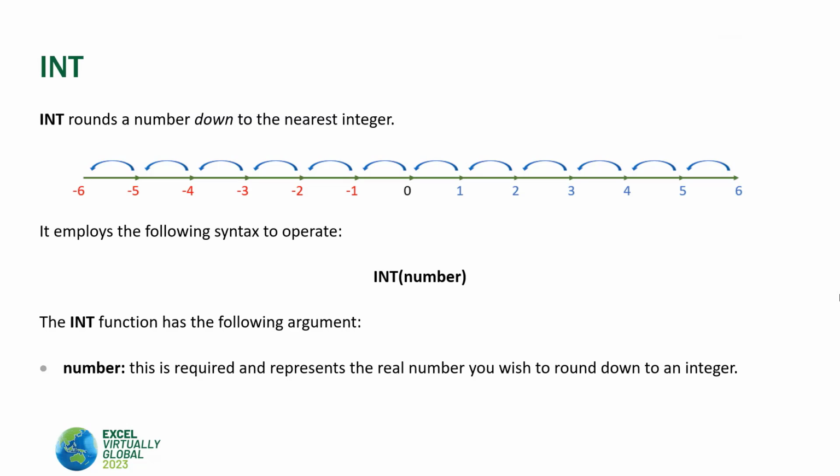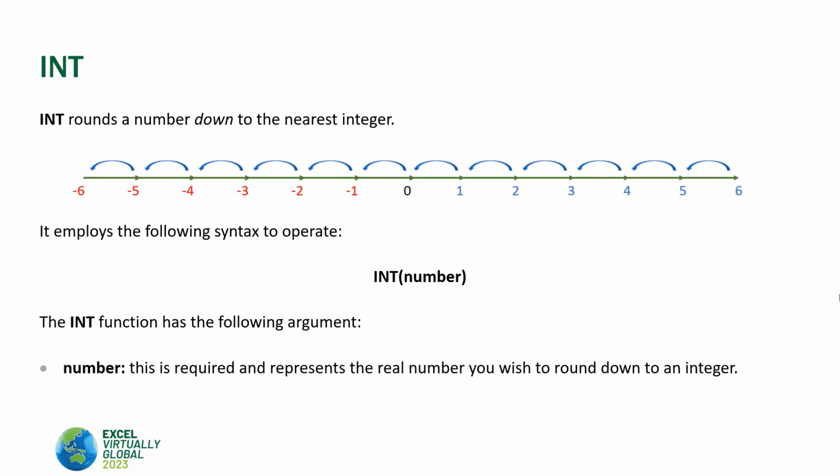Next up is the INT function, that good old-fashioned Yorkshire function, isn't it? Well, sort of. The INT function rounds a number down to the nearest integer. As you can see on the number line, if it's between two values, it looks to the left. Therefore, INT of 0.8 will be 0, INT of 2.7 will be 2, and INT of minus 2.6 will be minus 3. And that number line, I think, helps to explain it. Now it employs the following syntax to operate.